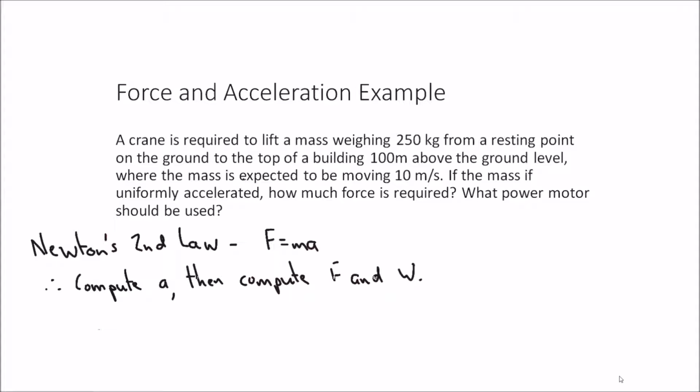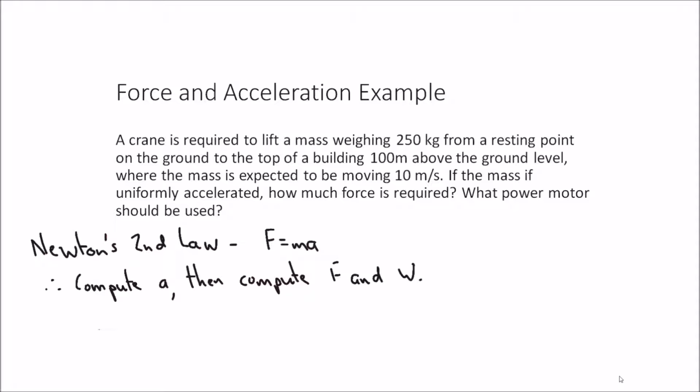A crane is required to lift a mass of 250 kilograms from a resting point on the ground to the top of a building 100 meters above the ground level. When the mass reaches that point, 100 meters above the ground level, we hope it's moving at 10 meters per second. We need to compute the force, the work, and then the power of the motor that we want to use. So let's have a look.